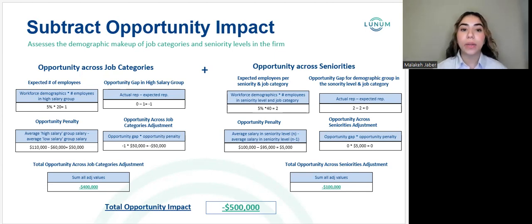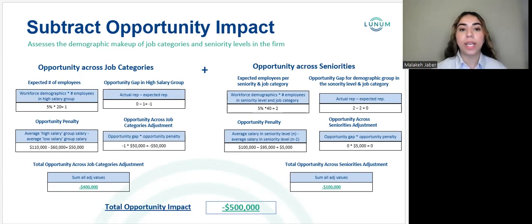The next step is to calculate the opportunity penalty. We're able to reach this calculation by taking the average salary in seniority level N and subtracting that by the average salary in seniority level N-1. For the purposes of today's demonstration, we could use seniority levels 3 and 4. So for employee X, the average salary in seniority level 4 is $100,000. You subtract that by the average salary in seniority level 3 of $95,000, and we reach a figure of $5,000.